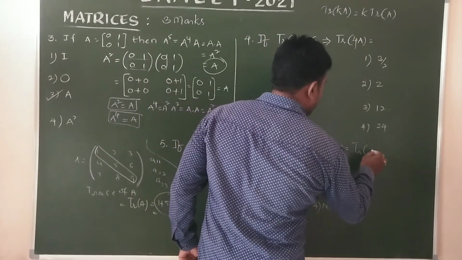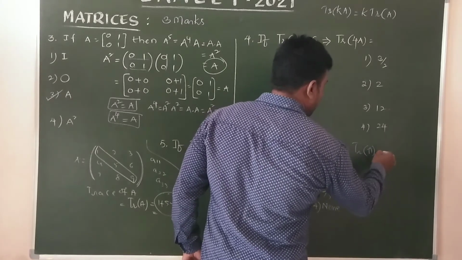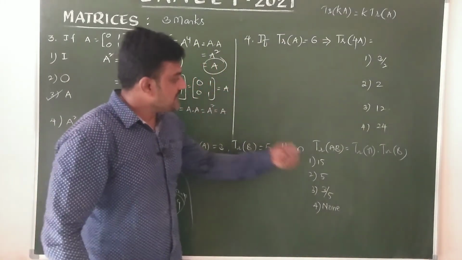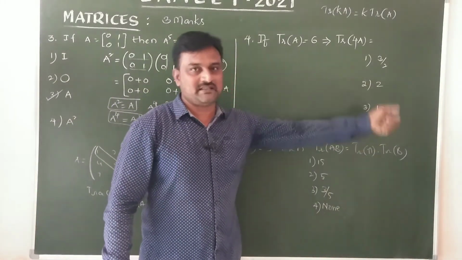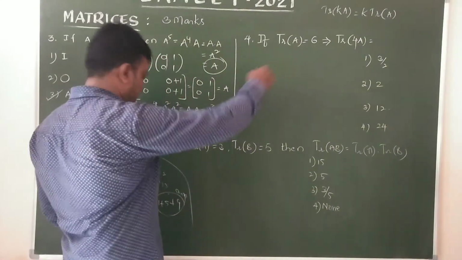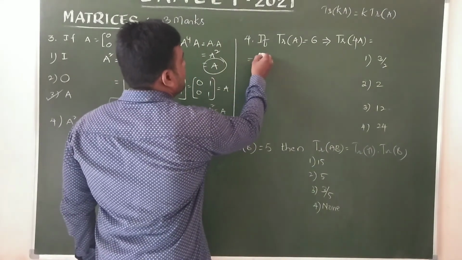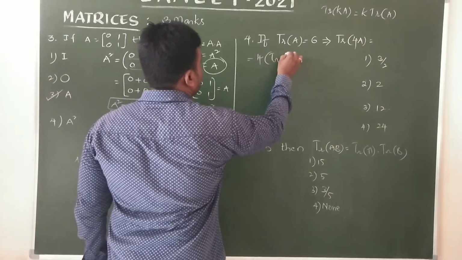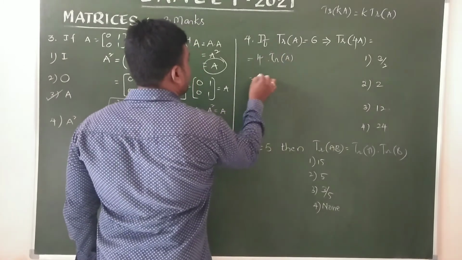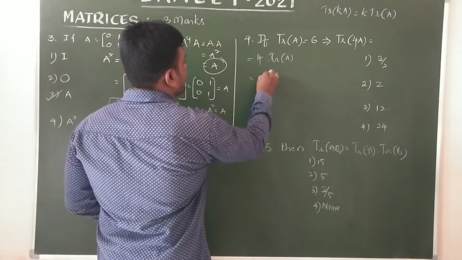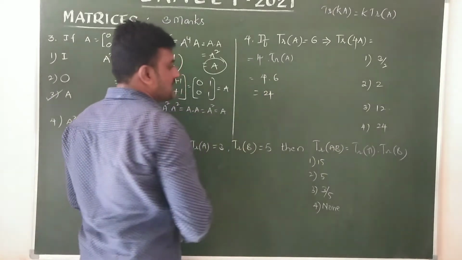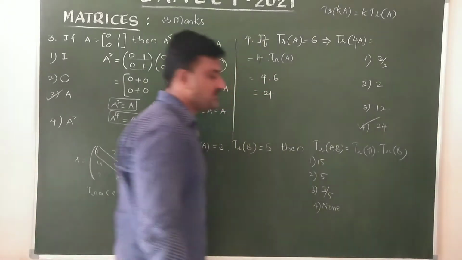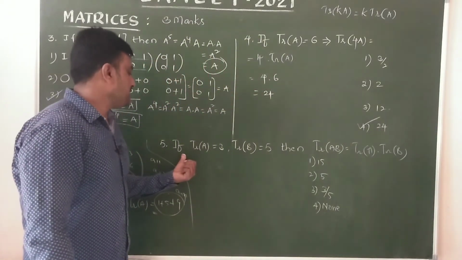Trace of AB equals trace of A into trace of B, and also trace of A plus B equals trace of A plus trace of B, like this. Then here we can apply those. Then trace of 4A equals 4 into trace of A. Then 4 into 6 equals 24. The option is 24.